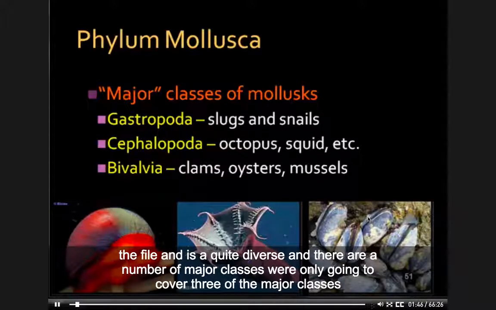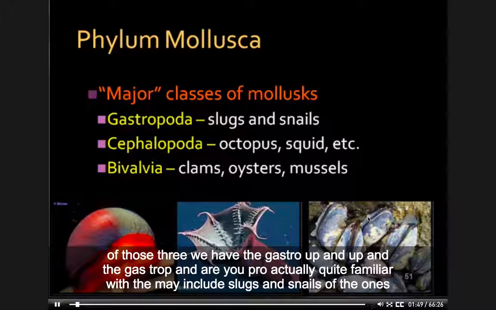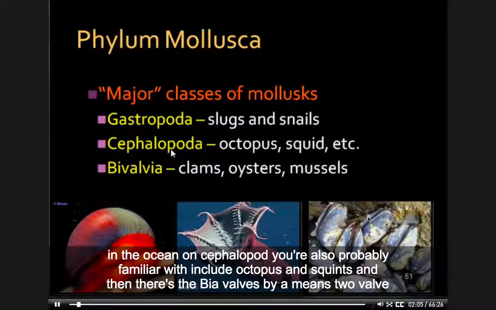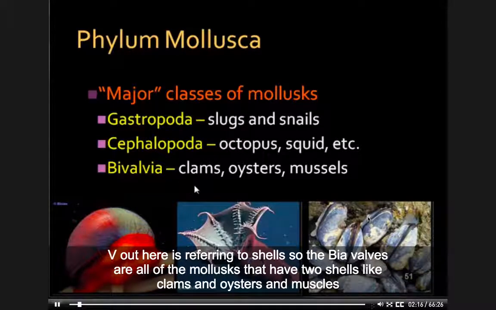The phylum is quite diverse, and there are a number of major classes. We're only going to cover 3 of the major classes. Of those 3, we have the Gastropoda, and you're actually quite familiar with them. They include slugs and snails, the ones that you've seen in your garden. However, it's important to realize that the vast majority of gastropods are actually in the ocean. Cephalopods you're also probably familiar with. They include octopus and squids. And then there's the bivalves. Bi means 2. Valvia here is referring to shells. So the bivalves are all of the mollusks that have 2 shells, like clams, oysters, and mussels.